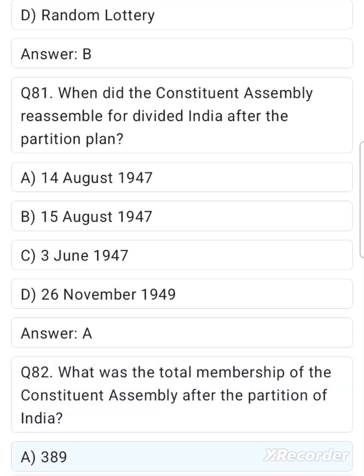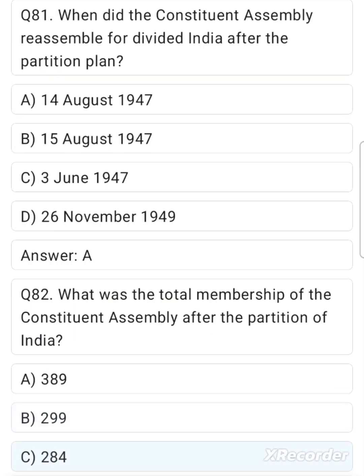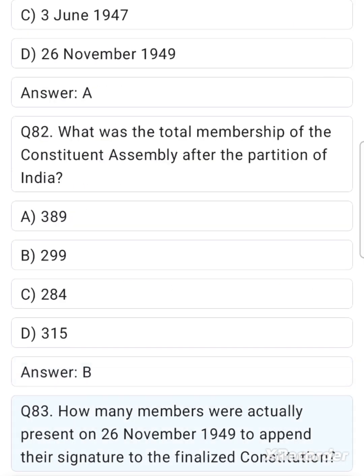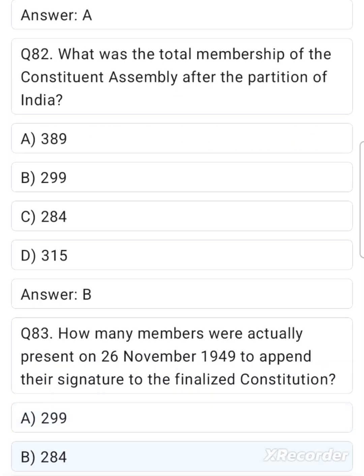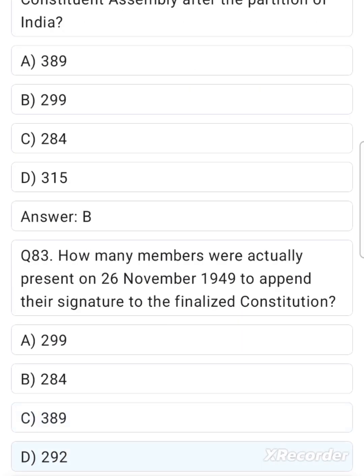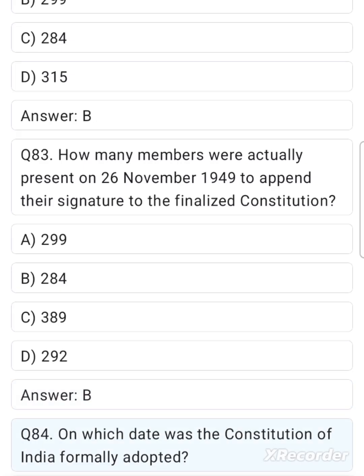A. 389. B. 299. C. 284. D. 315. Answer. B. Q83. How many members were actually present on the 26th of November 1949 to append their signature to the finalized constitution? A. 299. B. 284. C. 389. D. 292. Answer. B. Q84. On which date was the Constitution of India formally adopted?